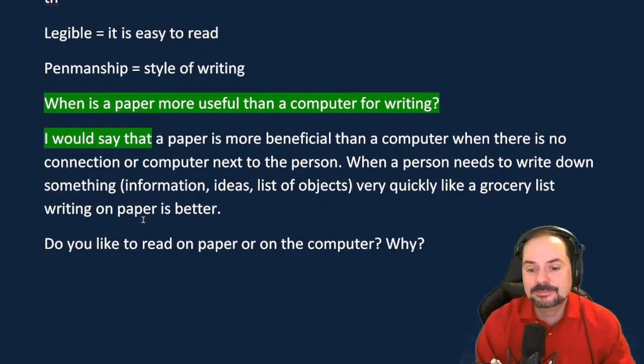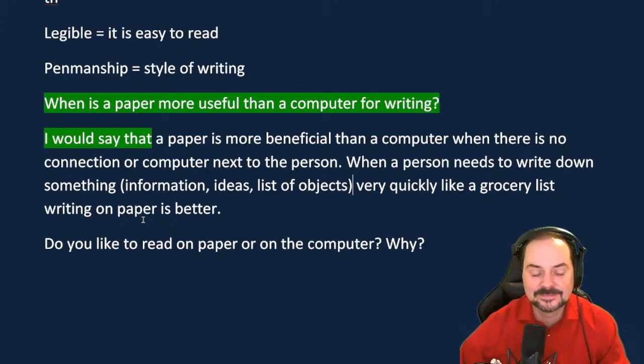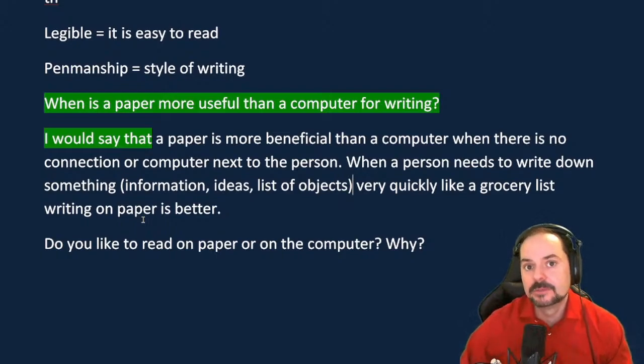Okay. Try it. When a person needs to write down something like information or a list of objects, very quickly, like a grocery list, writing on paper is better, a better option. That's a band 8 to a band 9. So that's how you move from a band 7 to a band 8 level speaking, okay?